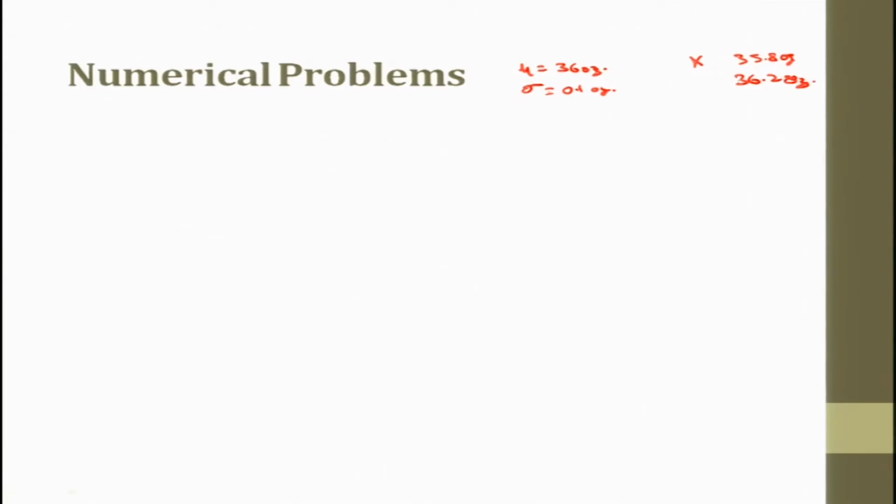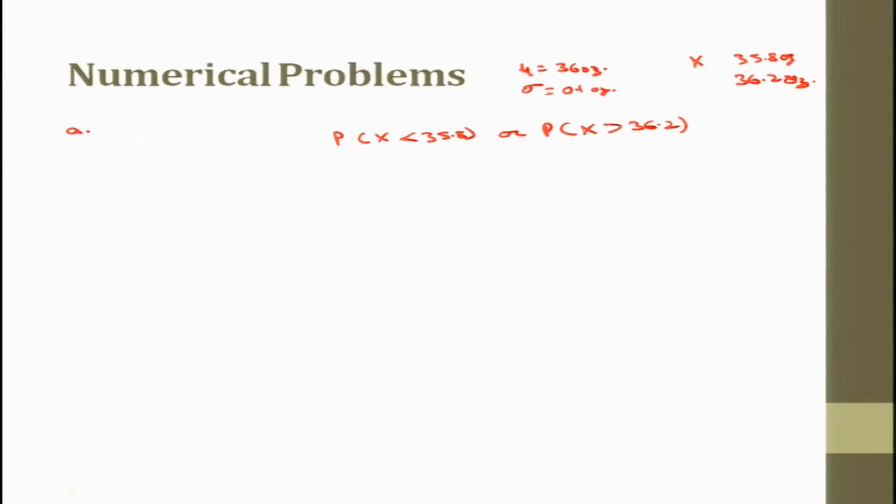Okay. So, I need to find the probability that it is out of control. That means whether x is less than 35.8 or the probability that x is greater than 36.2. Okay. So, this probability plus this probability, this is part A.